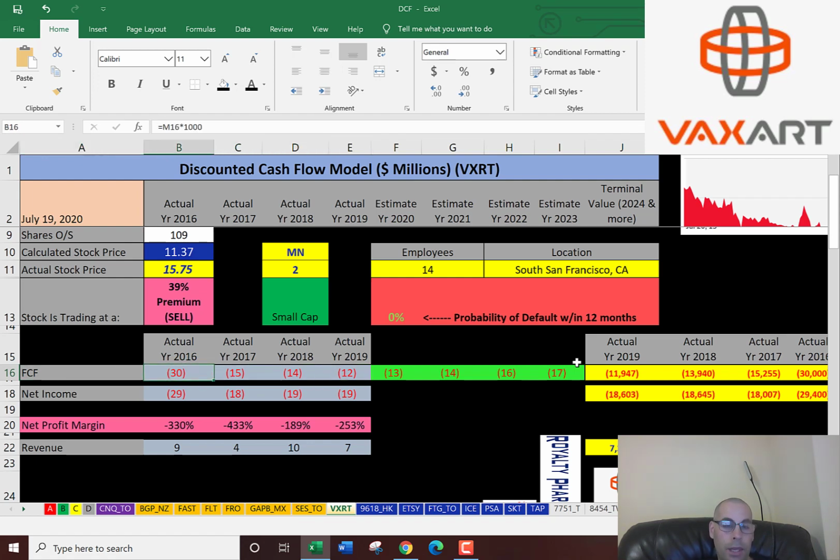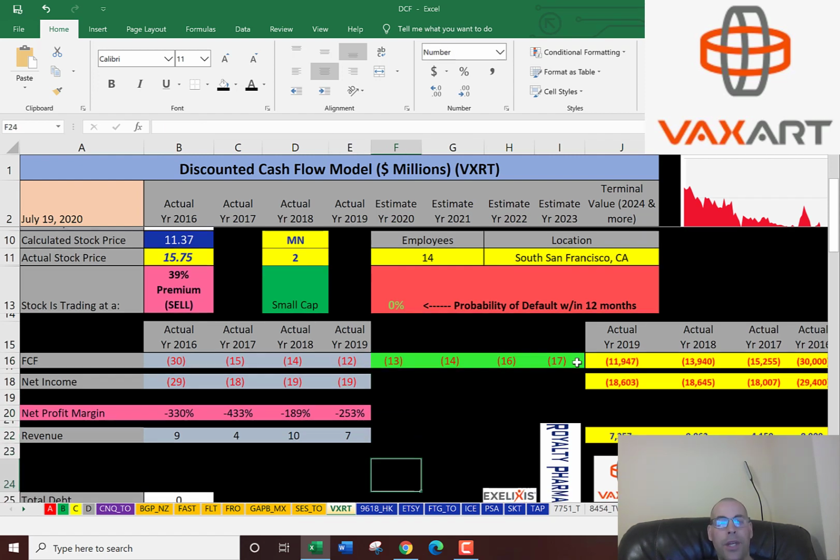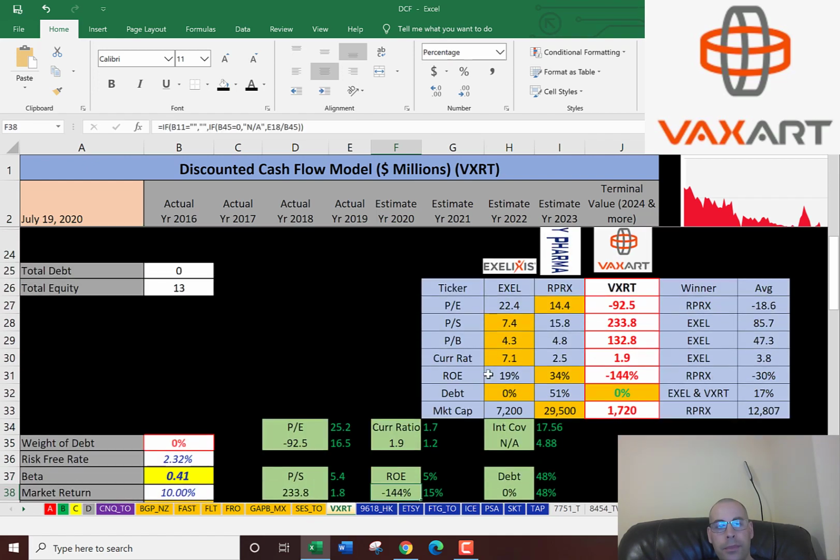If it was the opposite, if they were negative 12 million in 2016 and negative 30 million in 2019, there's nothing I can do. I can't assume they're just going to start making money. They have to prove it in some way, and they did. And that's what I used for this model. Let's look at their financial ratios to get more information.